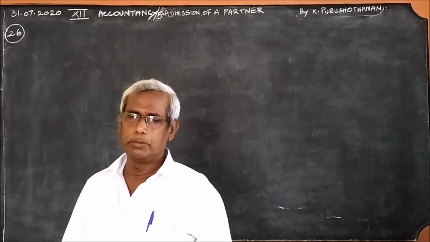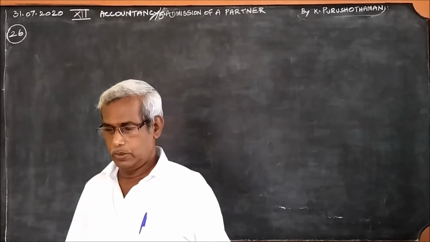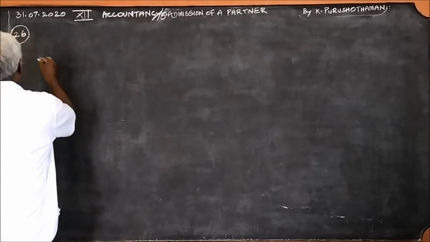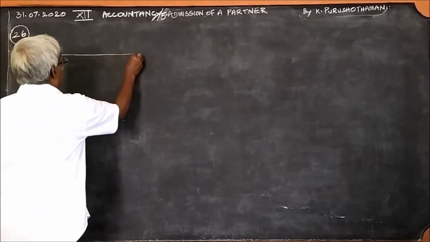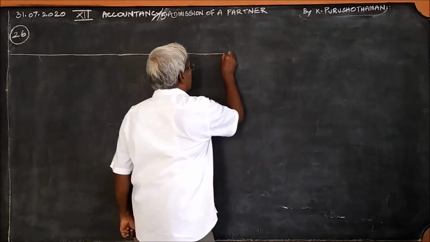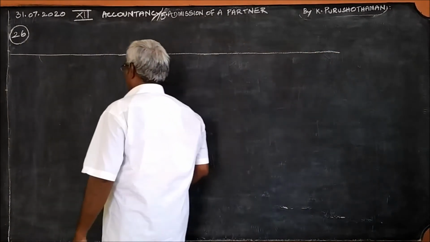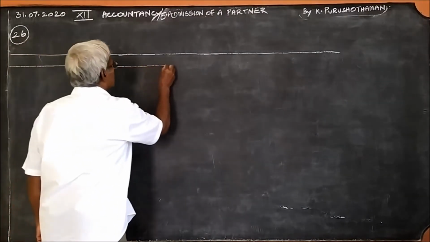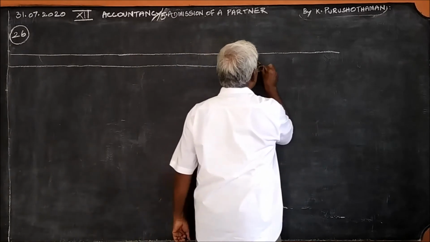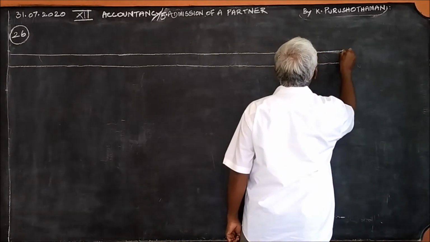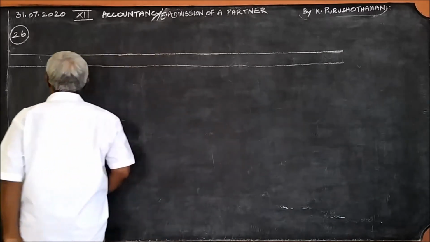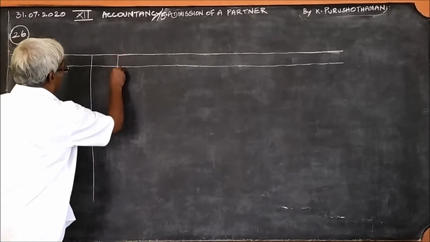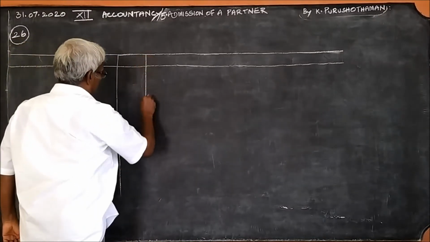Pass on to the second part of the question, that is the important part, the capital account. We should draw the columns of our capital account as usual. There are three partners including the new partner. Particulars, column for the two partners.